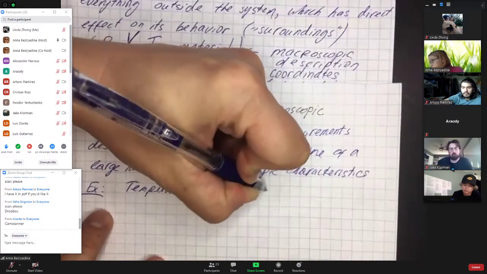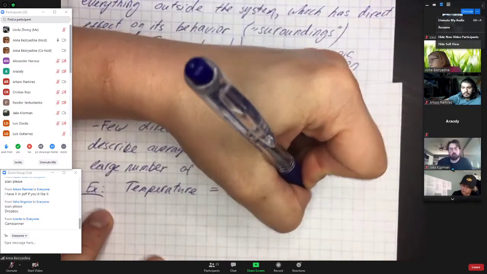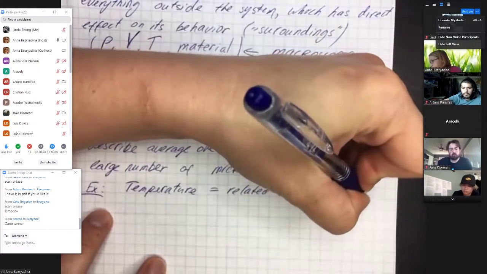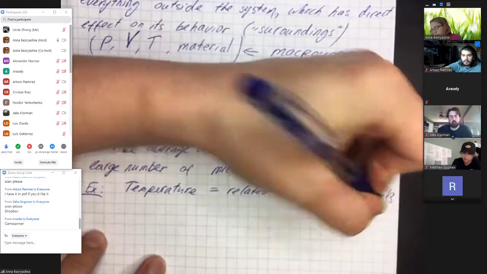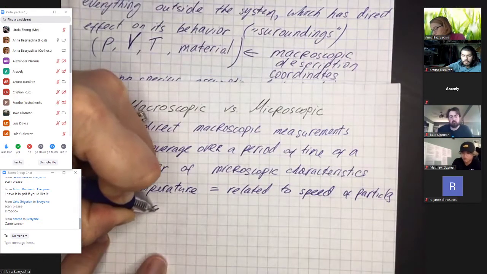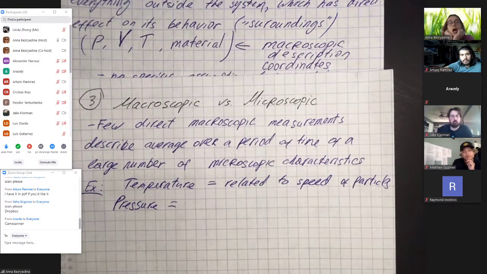Related to speed of particles, okay? Speed of particles. Okay. How about pressure? How can we describe what the pressure on something is?